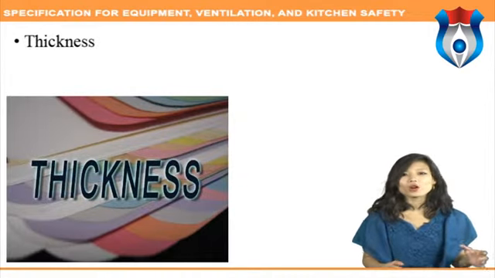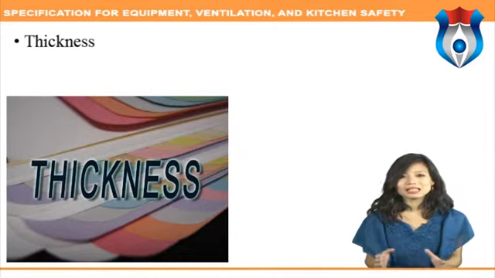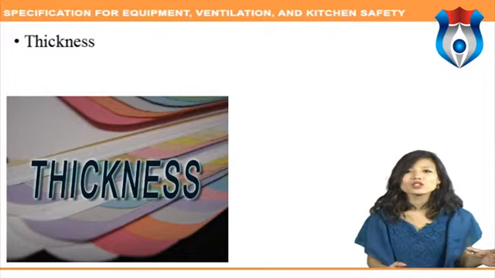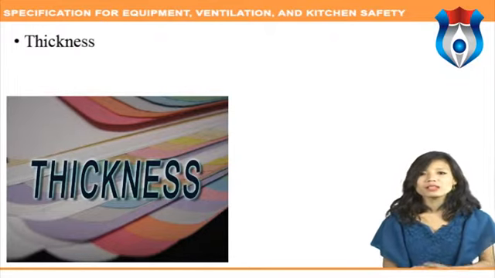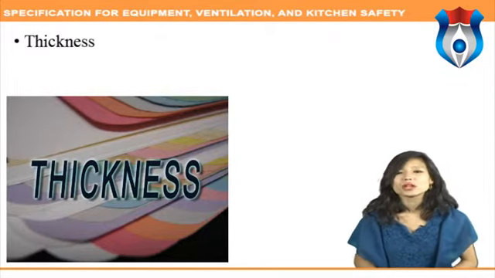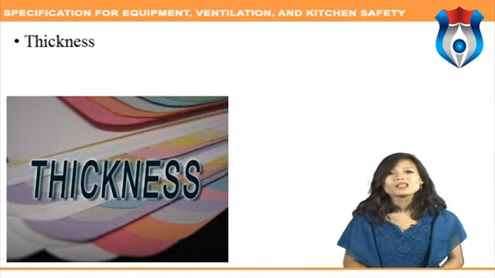Thickness. The Standard Wire Gauge, SWG, usually designates metal thicknesses. Although other gauges are manufactured, typical gauge numbers of metals used for kitchen equipment range from 6 to 24. 6 is the thickest and 24 is the thinnest.